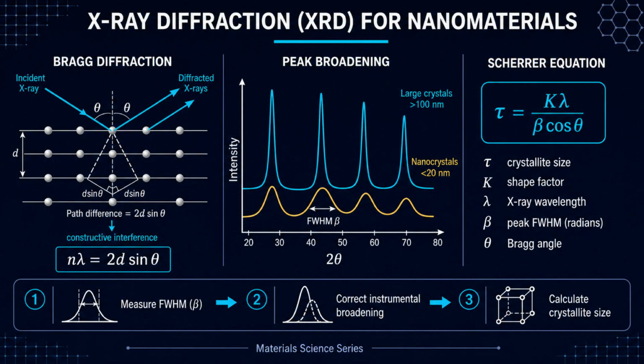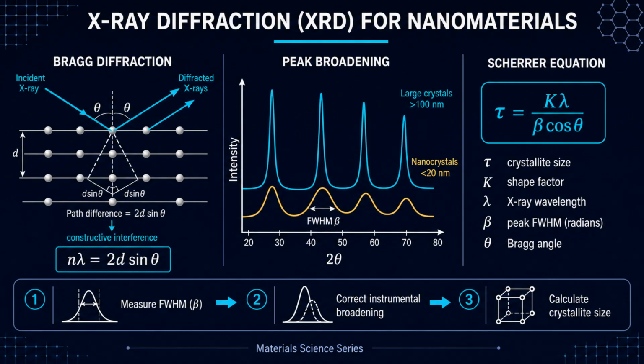X-ray diffraction is essential for determining crystal structure and phase purity. When X-rays hit a crystalline material, they diffract from atomic planes according to Bragg's law. n lambda equals 2d sine theta, where lambda is the X-ray wavelength, d is the interplanar spacing, and theta is the diffraction angle. Each crystalline phase has a unique set of d-spacings, creating a characteristic peak pattern that serves as a fingerprint. For nanomaterials, XRD peaks broaden as crystallite size decreases.